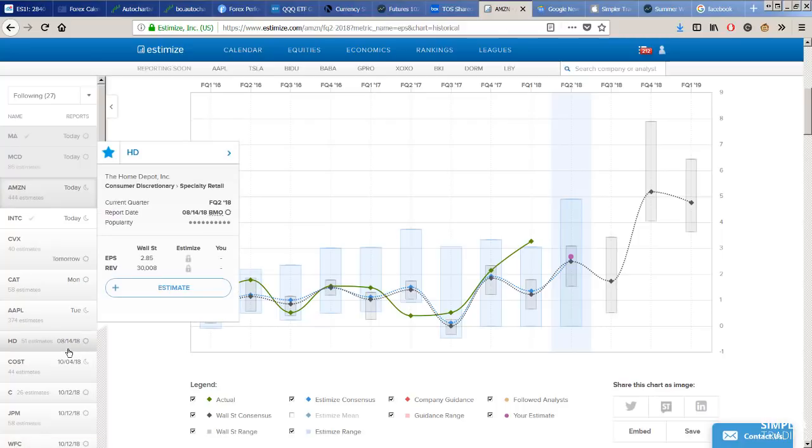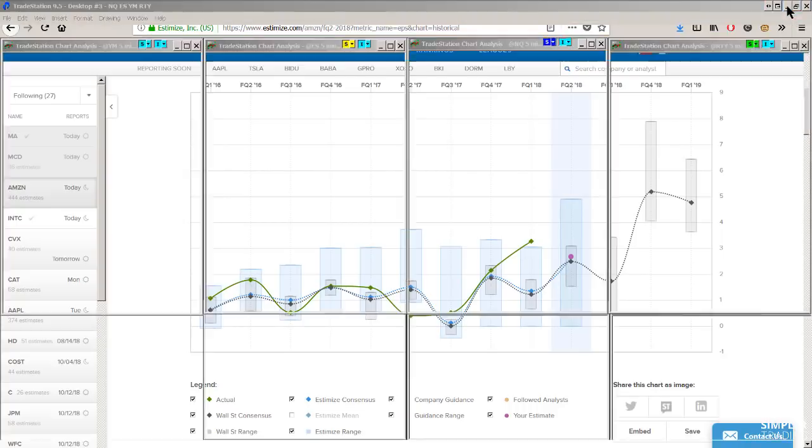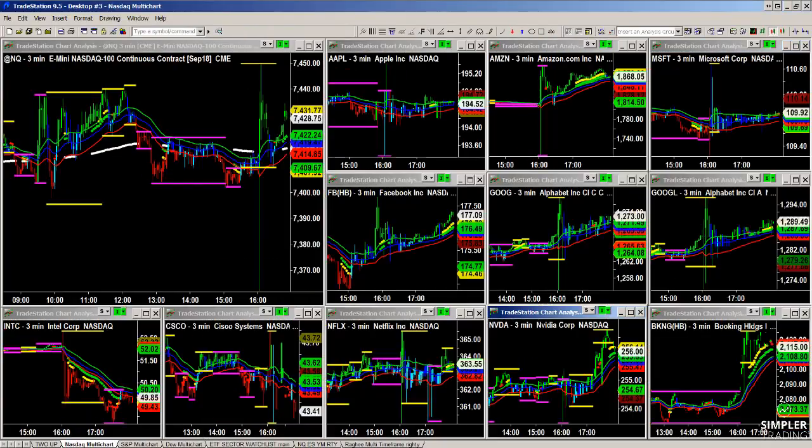I use this service called Estimize. It's free, and it's actually run by a buddy of mine that I met many, many years ago. It is my favorite free source for understanding and playing earnings. And why would a futures trader play earnings? Because of the weighting of certain names within certain index futures, in this case the NASDAQ. Think about the impact on the NASDAQ from Facebook, the impact from Amazon.